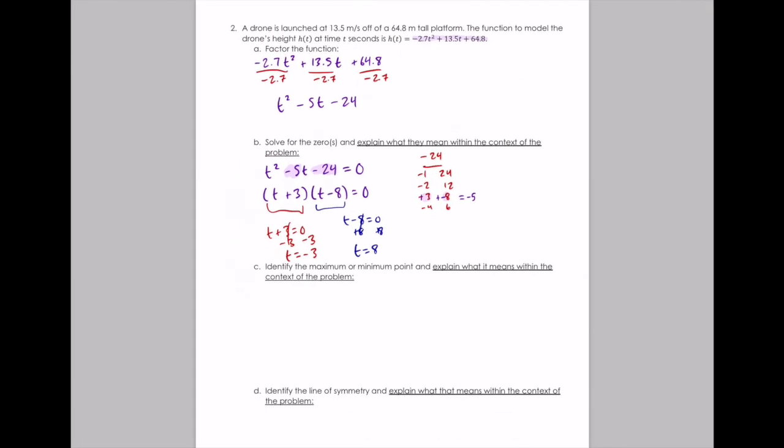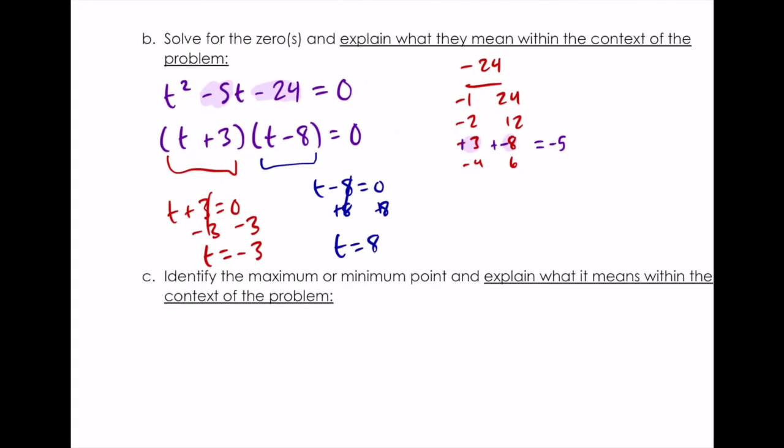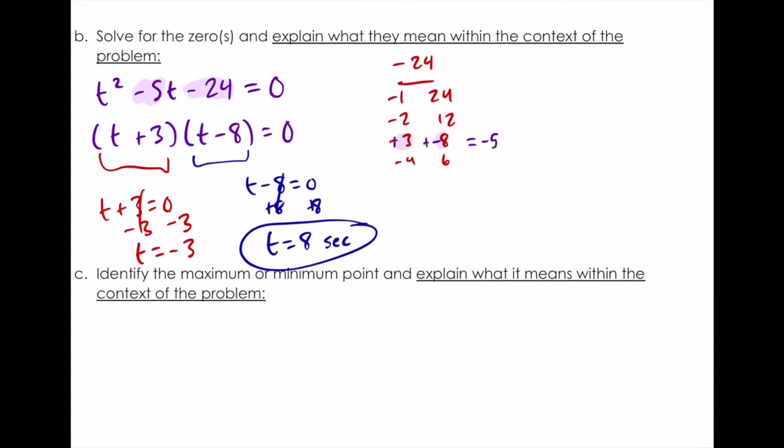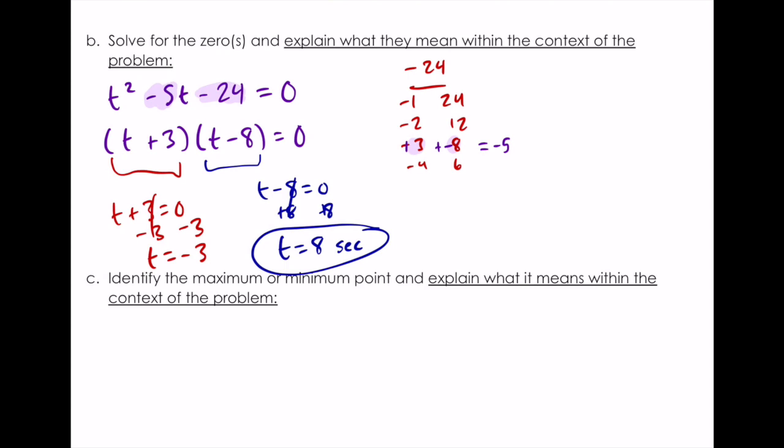Once again, we're talking about the real world. Where's the drone going to land? How much time does it take? We only want to focus on the positive amount of seconds because it doesn't make sense to have negative seconds here. So we want to explain what this means in the context of the problem. We already did that before. So the drone will land after 8 seconds.